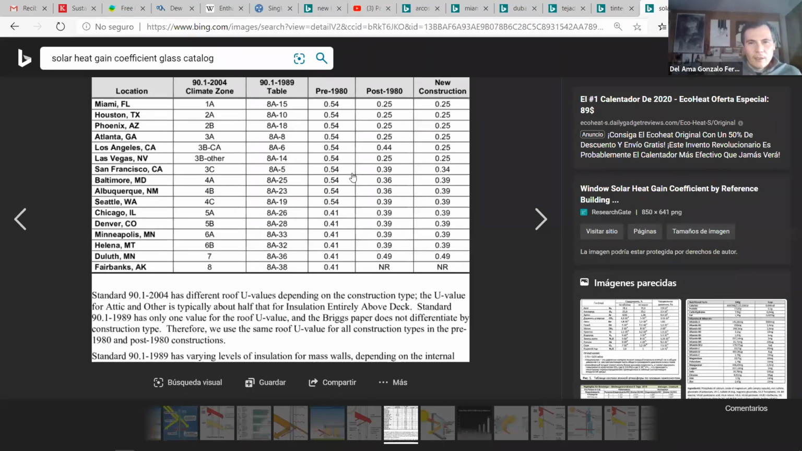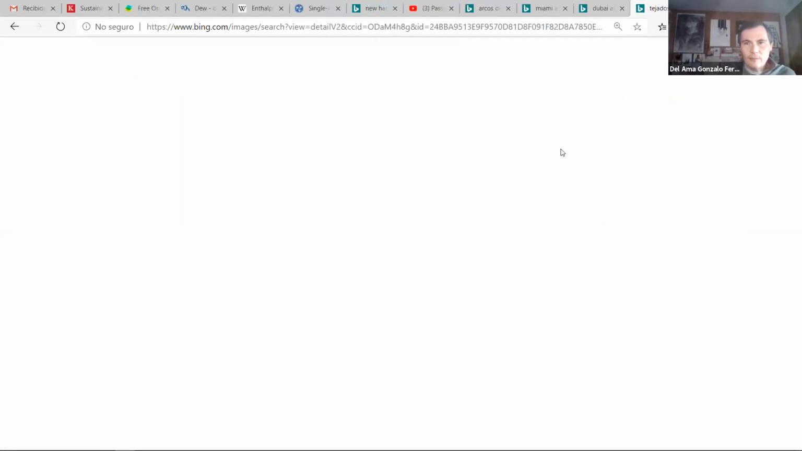Okay. So here we have other catalogs with 0.54, 0.41. So it depends. If we want a very low U value with a very high solar heat gain coefficient, we have to look for it, and we have to talk to the glass manufacturer.